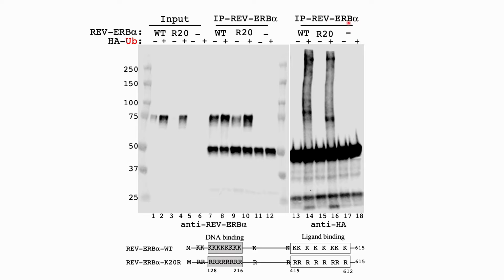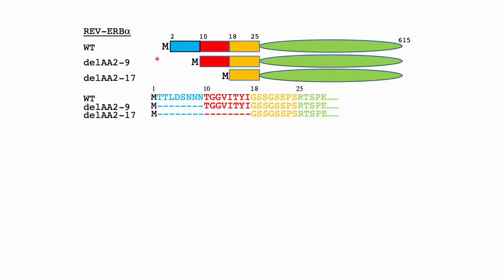When Webhub Alpha was immunoprecipitated and then blotted with anti-HA antibody, you can see a ladder of bands here. They are all larger than the size of Webhub Alpha, so they represent ubiquitinated Webhub Alpha. However, these bands are also found in the R20, suggesting that even without any lysines, Webhub Alpha can still be ubiquitinated efficiently. It turned out in the literature there are a dozen or so proteins.